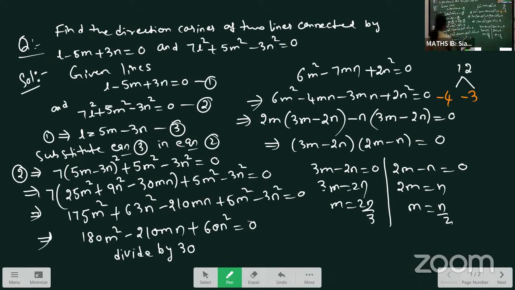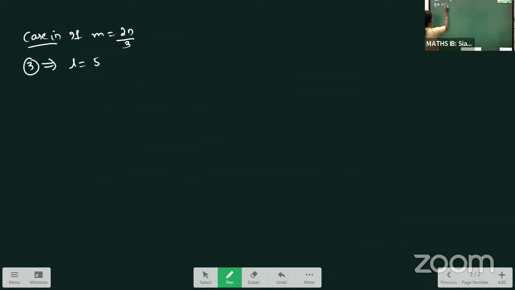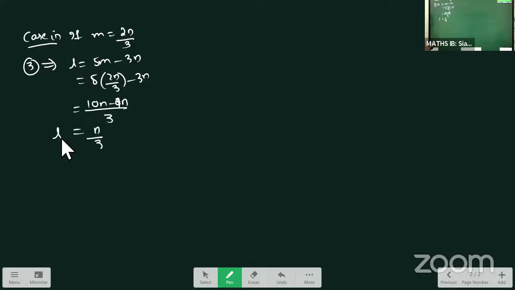If m is equal to 2n by 3, go to equation 3 and substitute. Equation 3 is l is equal to 5m minus 3n. In that, substitute the m value: 5 into 2n by 3 minus 3n. LCM is 3. 5 twos are 10n minus 9n. 10 minus 9 is 1n. You can write n by 3. So l is equal to n by 3.